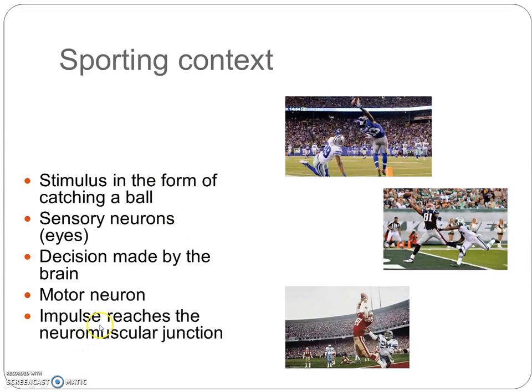As the ball is thrown at you, the receptors, which in this example are your eyes, will send an impulse down your sensory neuron to your brain. Your brain then makes a decision on what to do, and the brain sends an impulse down a motor neuron to your neuromuscular junction.